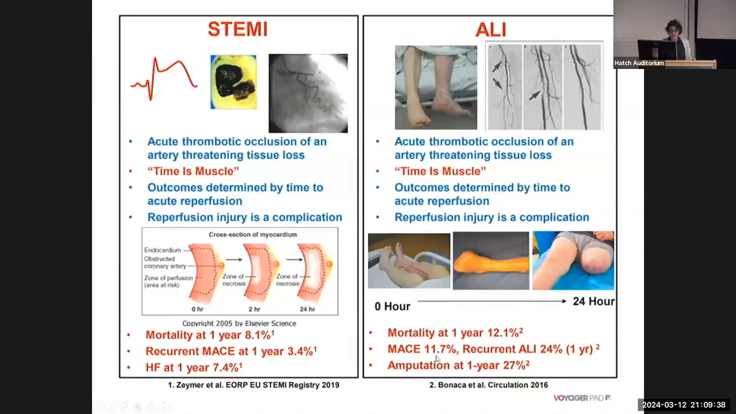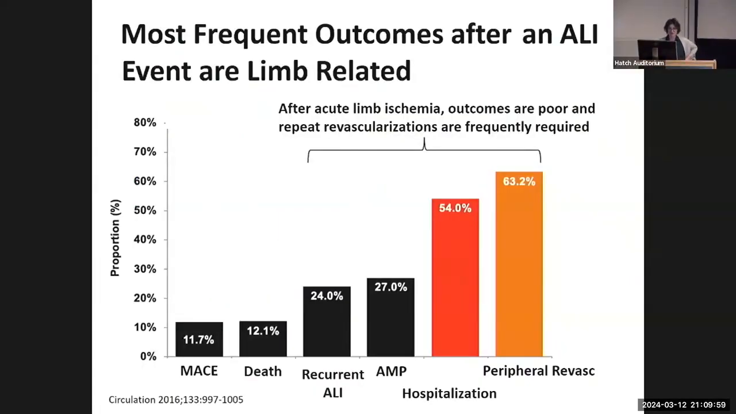MACE, 11.7% compared to 3.4% with a STEMI. Acute limb ischemia recurrence, 24% at 1 year, and amputation, nearly a third of patients. Heart failure at 1 year, 7.4%. Yet somehow this doesn't get the same kind of bluster or attention as it does in the coronary space. And after you have acute limb ischemia, most of your events after that are limb related. So again, amputation rates 27% and revascularization nearly 2/3 of patients. So you're committing your patient very likely to repeat procedures after they undergo peripheral revascularization.